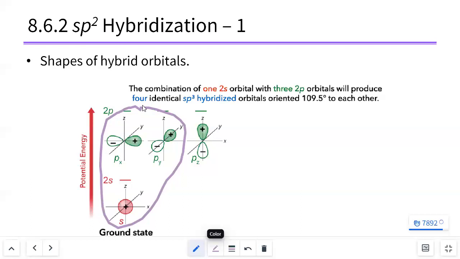The question is, what about this other orbital? What happens to it if it's not part of the hybridization? The hybridization tells us what makes sigma bonds, or what stores electrons. What happens to that p orbital that didn't get hybridized? Well, it's one of 2 things. Either it is left completely empty.